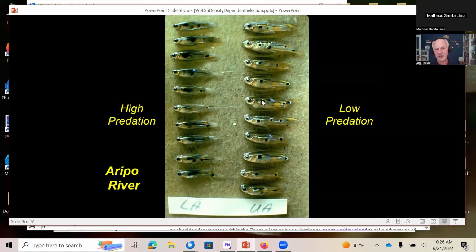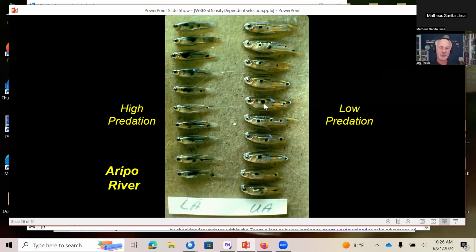But I want you to notice, there are three things to notice here. One is that you don't need any fancy statistics to tell you that the males on the right are much bigger than the males on the left. The second thing you'll notice is that they're much more colorful on the right than they are on the left. And that's gotten a lot of attention from a lot of people over the years. And I'm not going to talk about the coloration today.